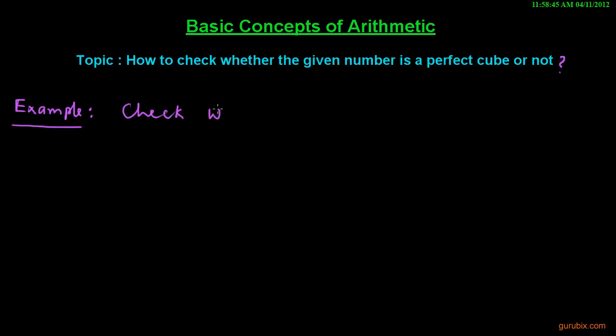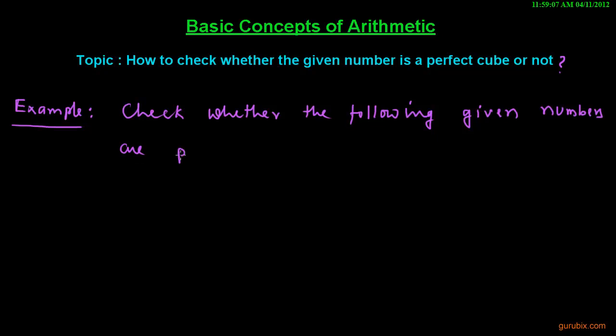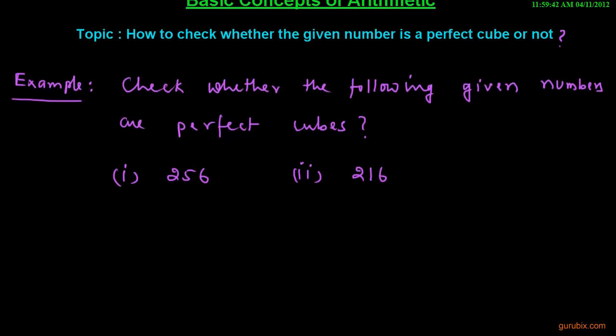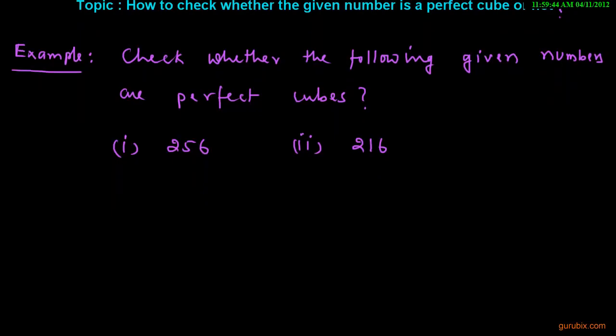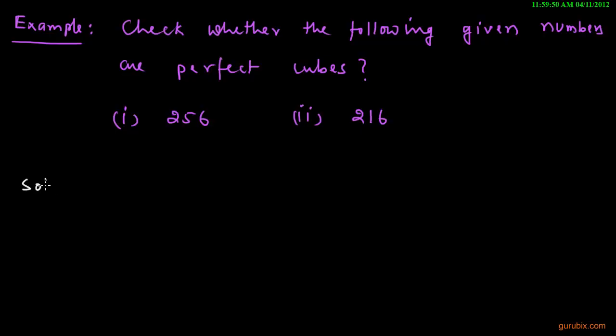Check whether the following given numbers are perfect cubes. This is the example, and in this example we are given a number 256 and the other number is given 216, and we shall learn this topic by this example. So let us start with part 1.